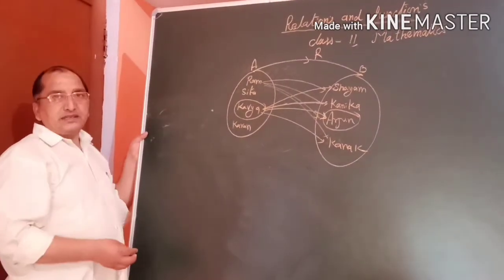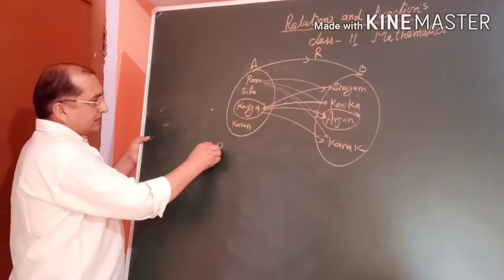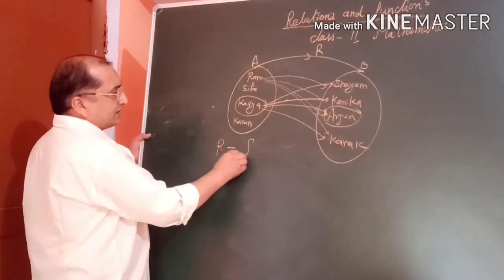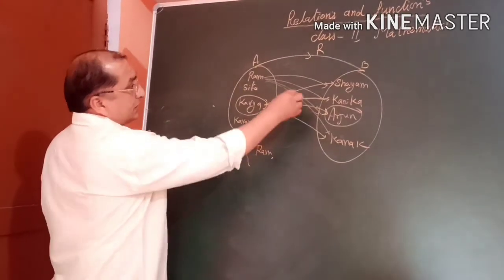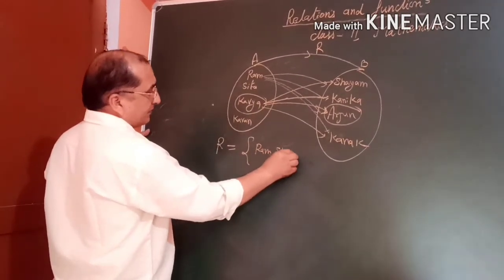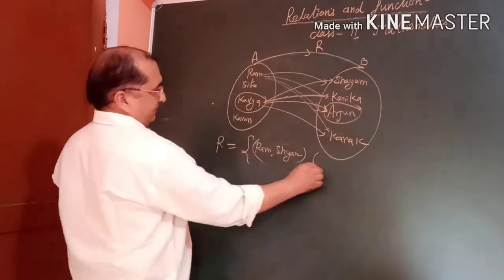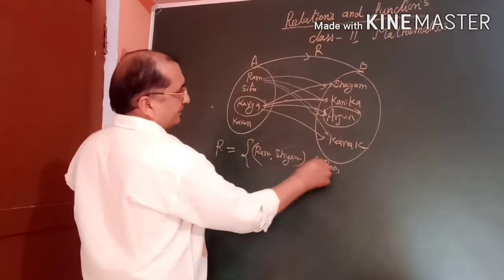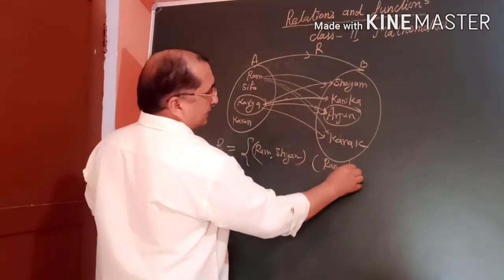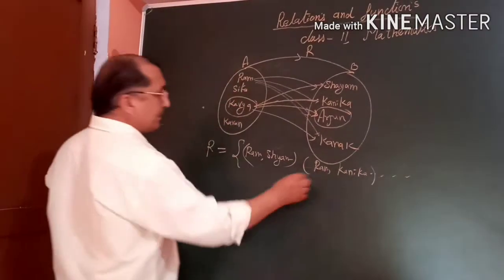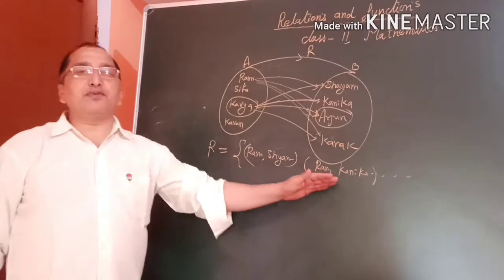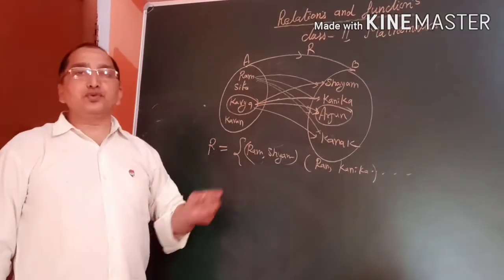So this is how the relation is defined. Now see, Ram is related to Shyam. Ram is related to everyone, Kanika. And in the same manner, many relations will be found between the two families.